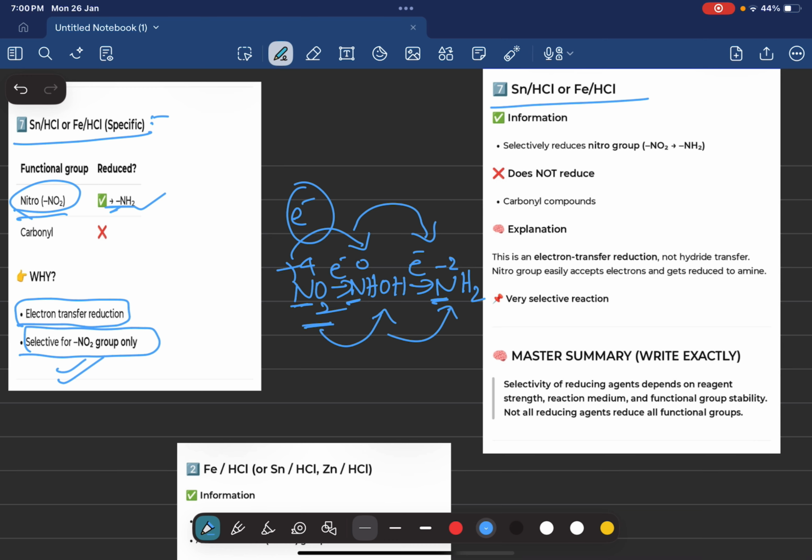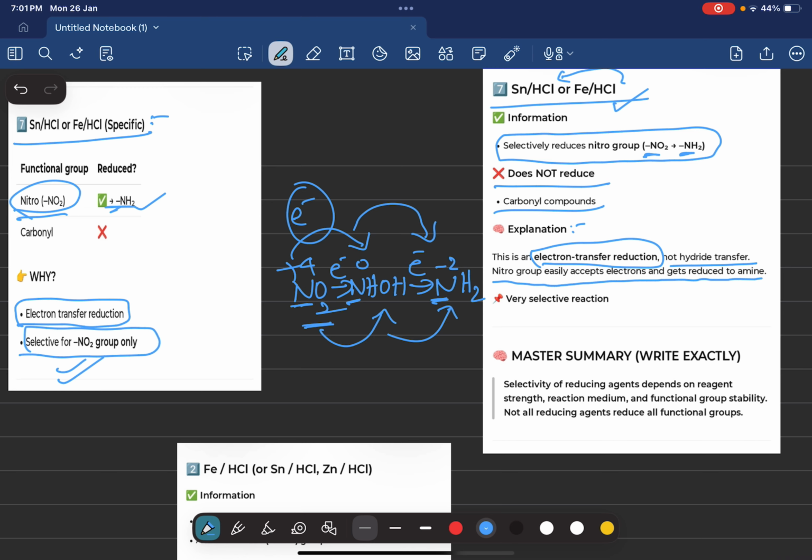Coming to this one, same thing, and we can also add some more questions related to this. Why is Fe plus HCl a better reducing agent than Sn plus HCl for NO2? I will make all those into questions and put up videos, so watch, surely it will help students. Coming to next, it selectively reduces nitro groups NO2 to NH2. It doesn't reduce carbonyl compounds. Same thing, it is electron transfer reduction, not hydride transfer. The nitro group easily accepts electrons and gets reduced to amines. So it is a very selective reaction.